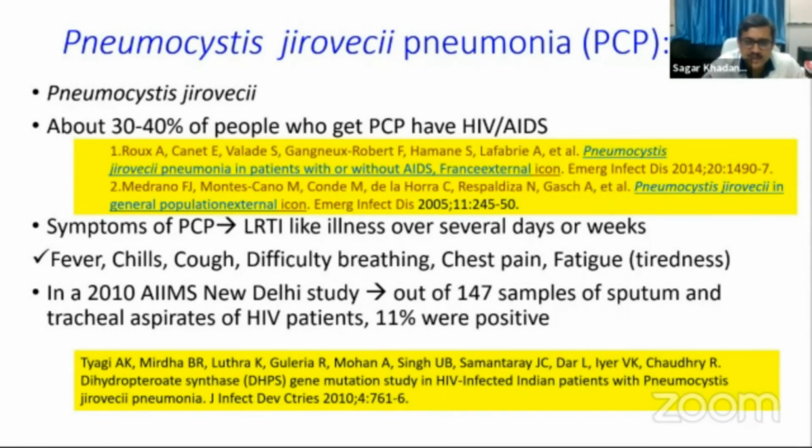Symptoms of PCP will be like any subacute LRTI: fever, chill, cough, shortness of breath, chest pain, and fatigue. There occurs a sudden drop in oxygen and the patient ends up on mechanical ventilation.